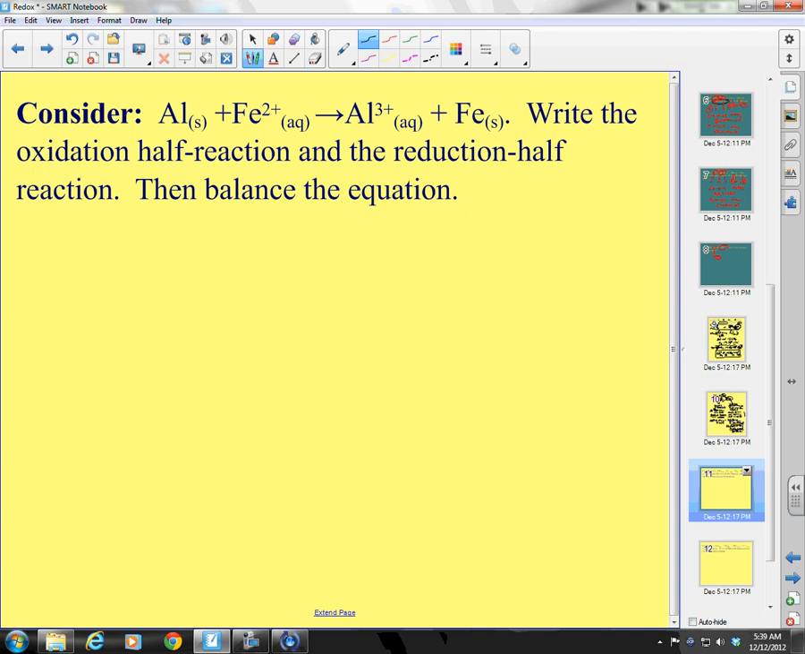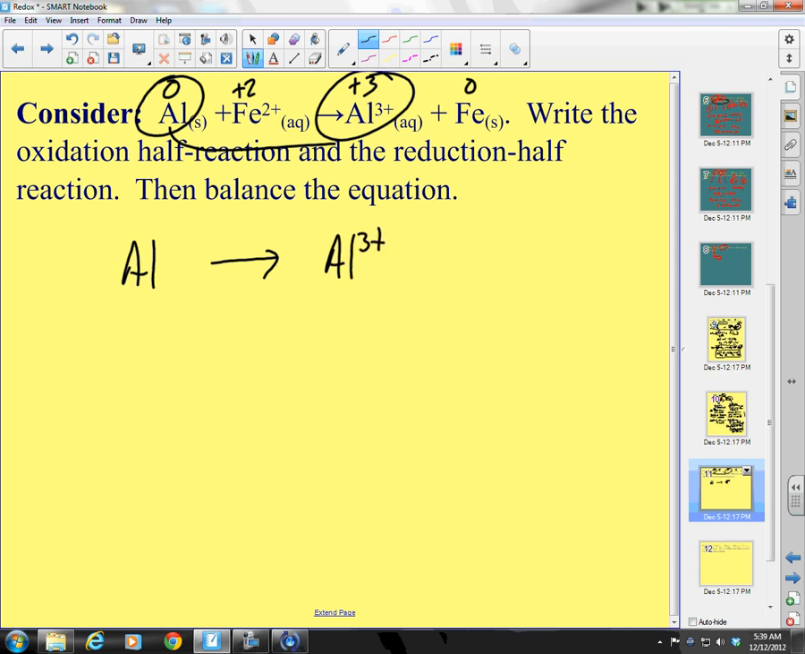Well, what did we do? We started off with oxidation states and then tried to decide what is oxidizing, and what is reducing. Well, aluminum is going from 0 to plus 3, so that means my aluminum is oxidizing. How does it get from aluminum to aluminum 3 plus? Well, if it's oxidizing, it is losing, meaning my electrons are on the right side of my yield arrow. How many electrons does it have to lose? It has to lose 3 electrons. Good. So this is my oxidation half reaction.